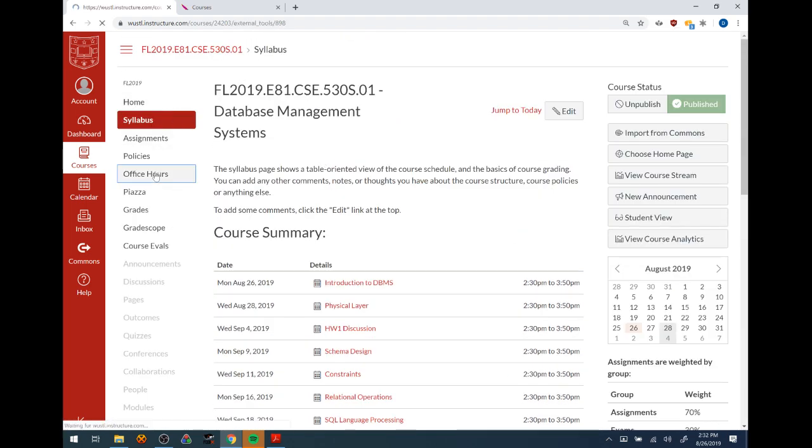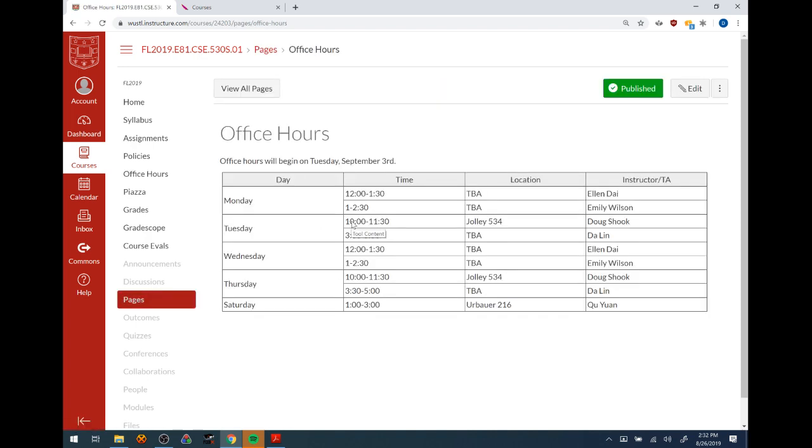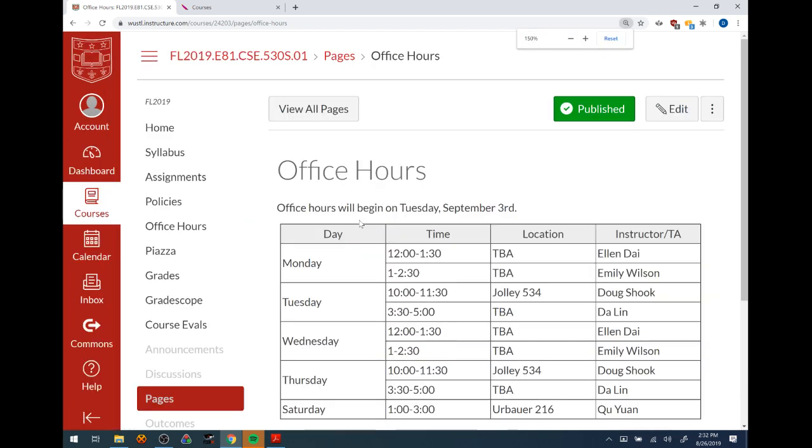Cool. And so the office hours that I just mentioned, we got a whole page here as well. You'll notice that I actually don't have locations set up for all of them yet. I'm working on finding spots for them, but I'll get that sorted out and post the info as soon as I find a place for us to hold office hours.